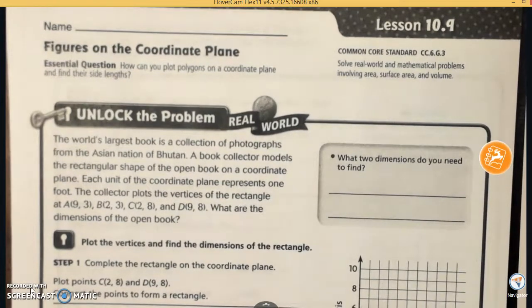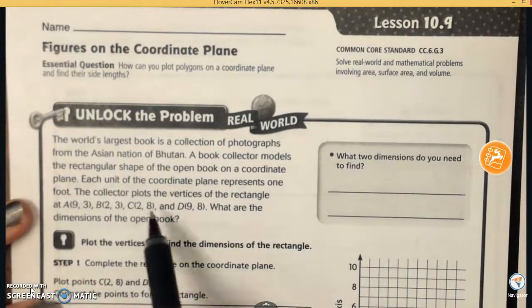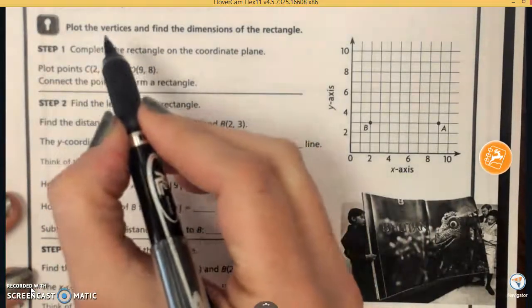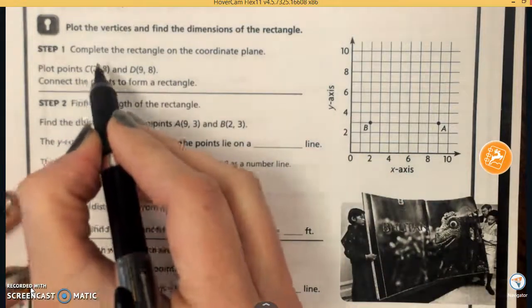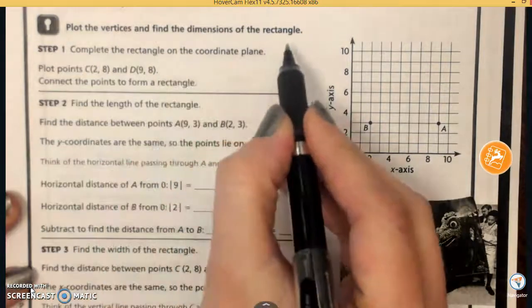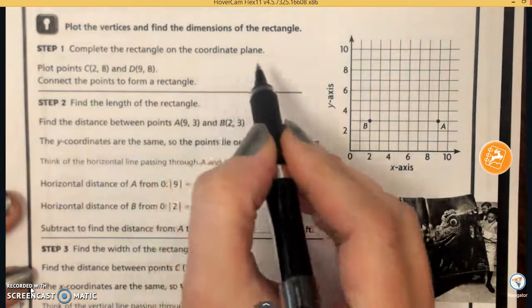So it tells us that the world's largest book is a collection of photographs from Asia. It goes on to tell us that it's a rectangular shape of an open book on a coordinate plane. So notice then they also give us the points. So they give us these ordered pairs that we need to plot. Alright, so right here we're going to plot the vertices and find the dimensions of the triangle. So complete the triangle, or I'm sorry, not a triangle, a rectangle. So complete the rectangle on the coordinate plane.